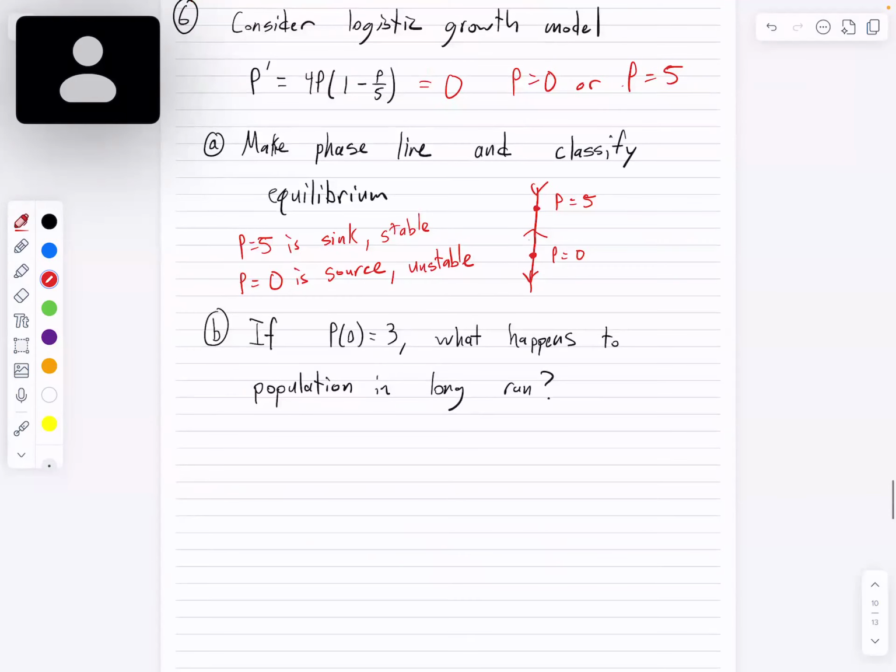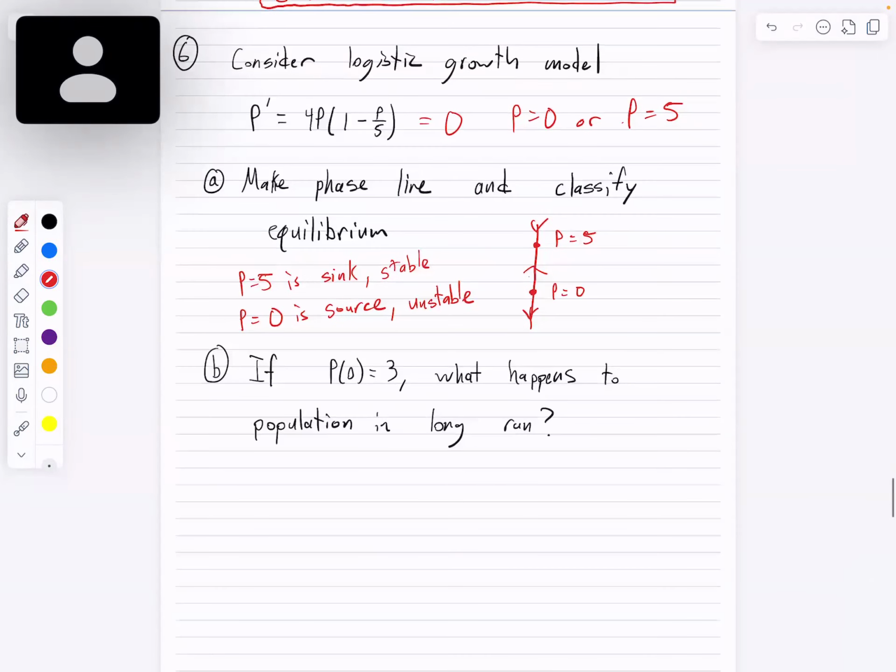If p equals 0, what happens to the population in the long run? And so remember, because the p equals 3 starts here, it's going to go up and it's going to eventually hit the carrying capacity. So p of t will approach 5 as t goes to infinity. So in the long run, it goes to 5 because it's going to approach that equilibrium.